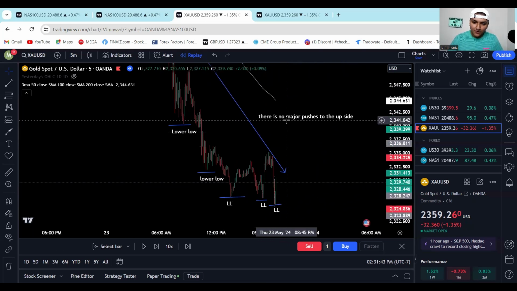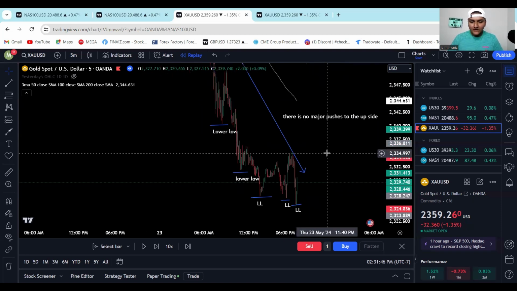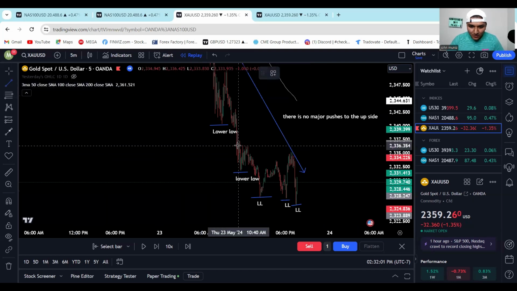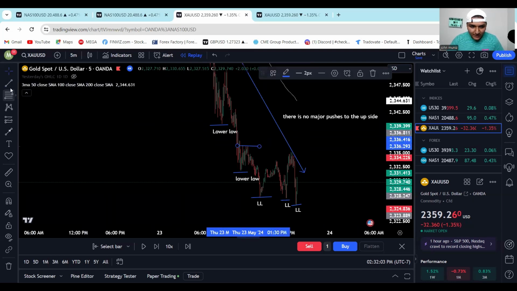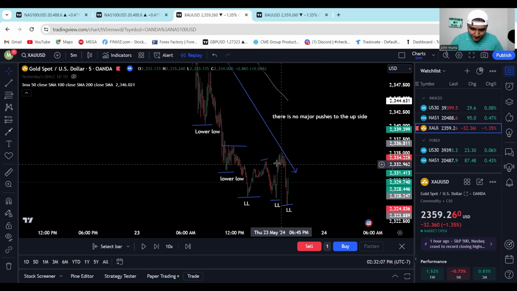And look at it, I wrote here, there are no major pushes to the upside. So a lot of you might be like, oh, what if the market pushes up? We're not buying here because we see no really major bullish momentum in the market. There are no highs being broken, right? This high was not broken. As you can tell, this high is going to be broken.